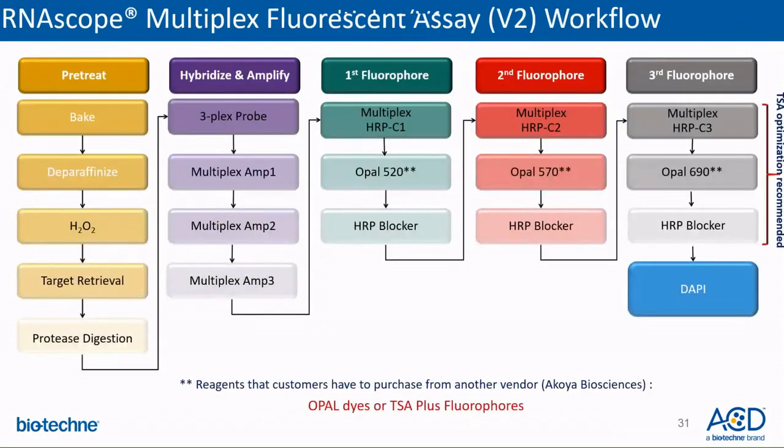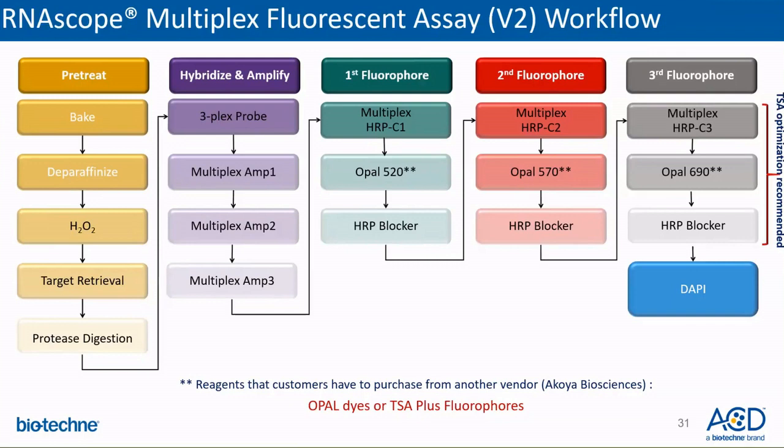Now coming to the multiplex fluorescent V2 assay, as in the other assay types, there are 4 major steps: sample pretreatment, hybridization, amplification, and detection. However, in the V2 assay, during the detection process, the channels are developed sequentially after the amplification step. Unlike in the V1 assay, where the fluorophores are conjugated to AMP4, in the V2 assay, the TSA-based fluorophores are added separately during the detection steps.